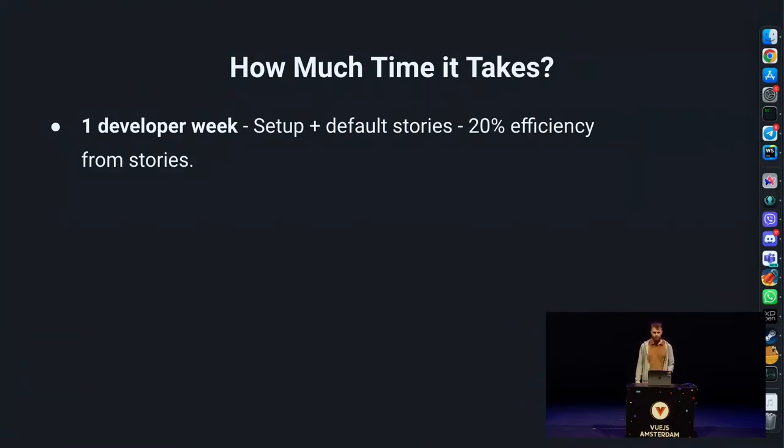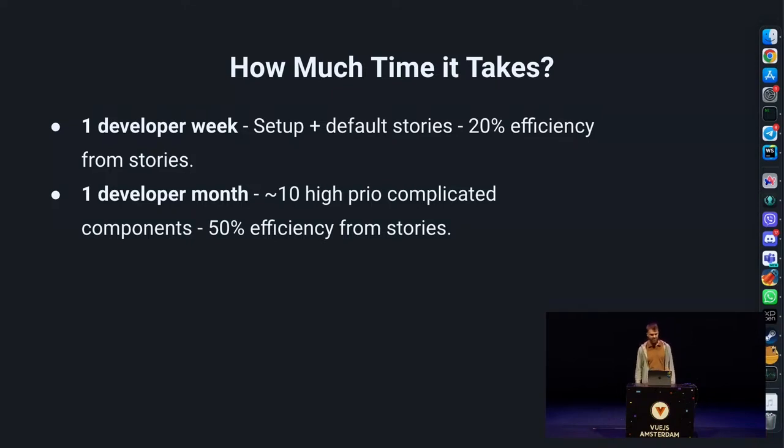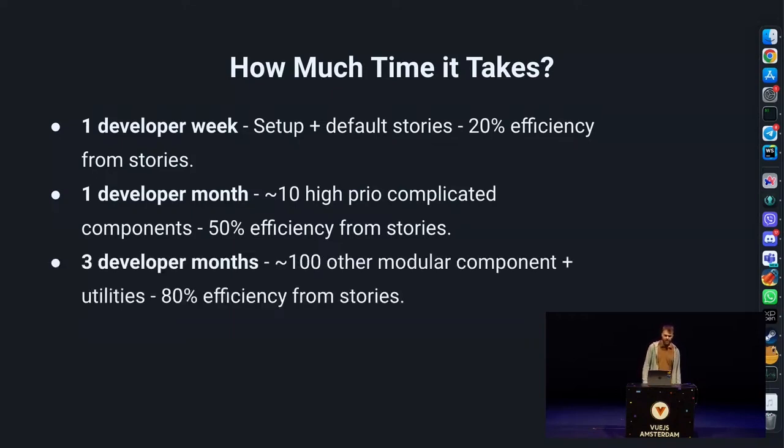Right, so the first step, set up and default stories, I think takes about 1 week, and it's already about 20% efficiency. So this would be a great negotiation point: in 1 week, we'll have some results, definitely, because some bearded guy told this on a conference. And in 1 month, you can expect maybe 10 high priority, complicated components to be covered fully with stories. And that's about 50% efficiency that you can get. And in 3 months, you can cover all other components. I'm basing these on numbers where I have 110 components in total, so your mileage might vary.